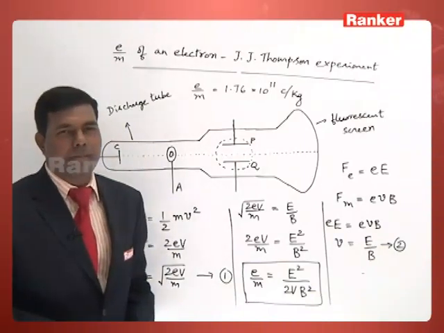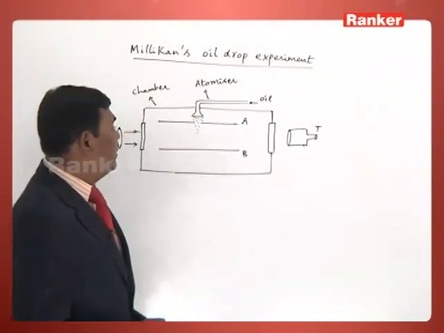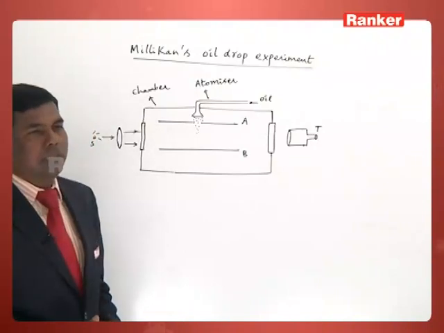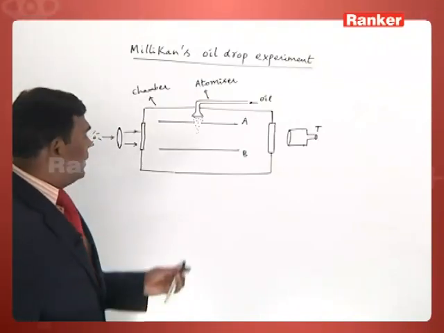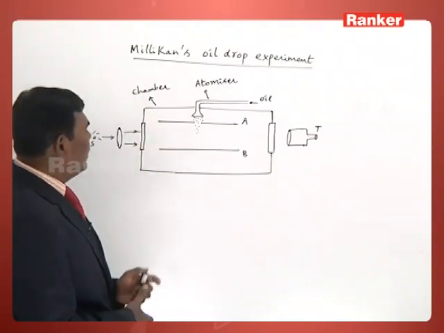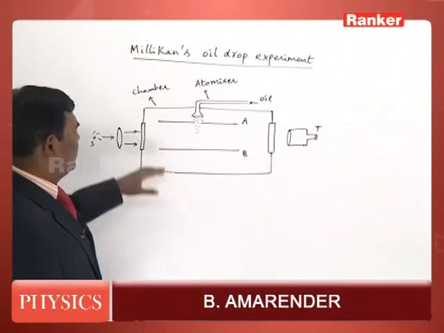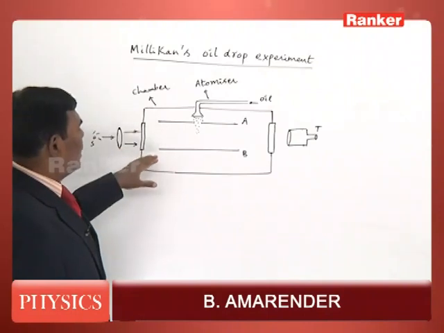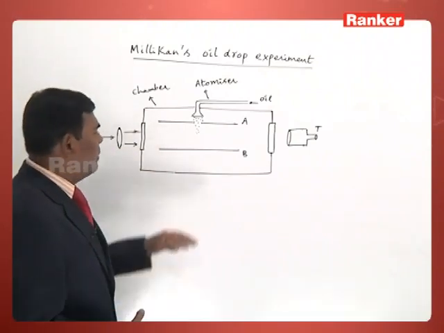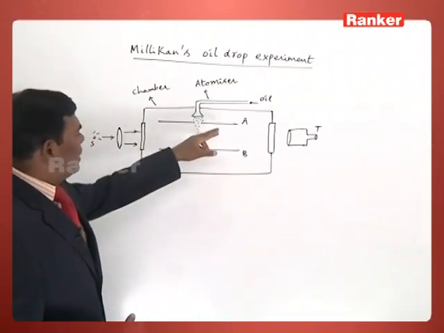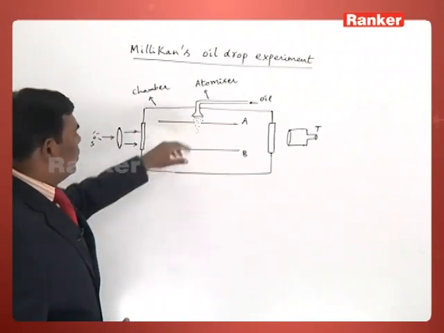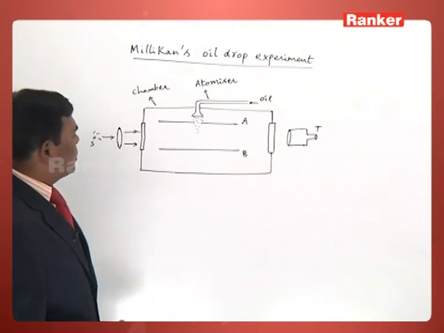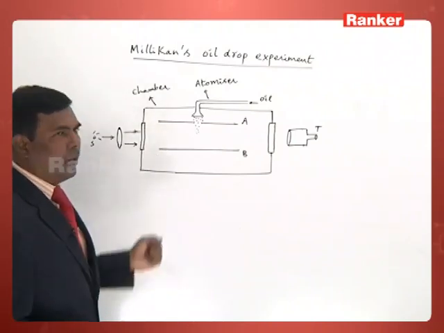Millikan's oil drop experiment. This experiment is used to determine the charge of an electron. The apparatus consists of a chamber in which two plates are kept. The two plates are perfectly parallel to each other, they are metallic plates and they are separated by some distance. The upper plate has a narrow hole drilled into it so that oil drops can fall through.